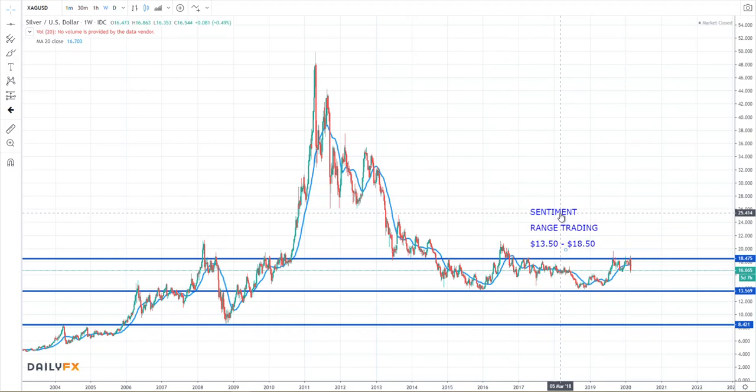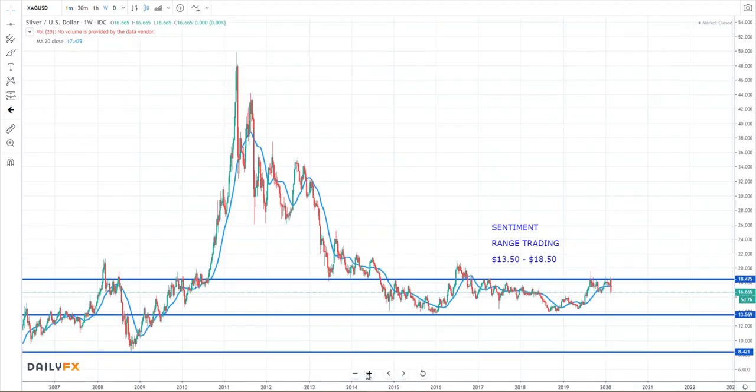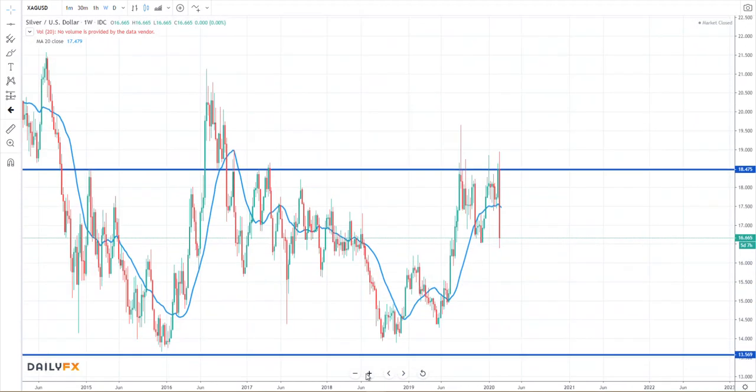So I don't really have a sentiment. I guess I should say my sentiment is mixed because really we see silver range trading. End of last week, we saw some price action that basically rejected silver from the $18.50 mark. Let's go ahead and take a closer look.